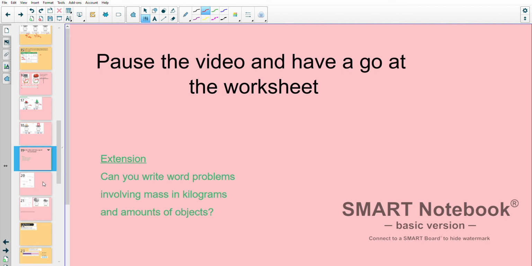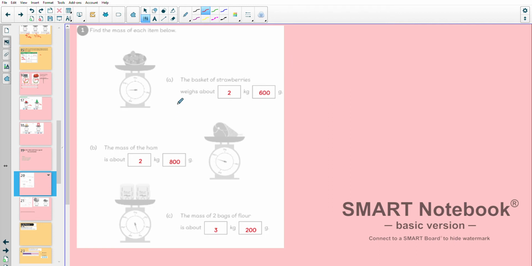Now I'm going to move on to the answers, so make sure you pause if you're going. I want you to do these on your own because there's no point just copying the answers. You don't learn anything from your mistakes. Question 1. The answers were fairly straightforward. It's 2 kilograms and 600 grams, 2 kilograms and 800 grams, and 3 kilograms 200 grams.